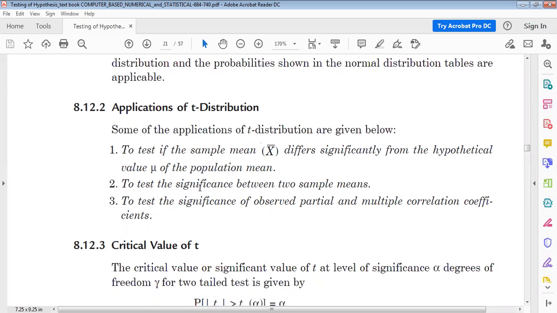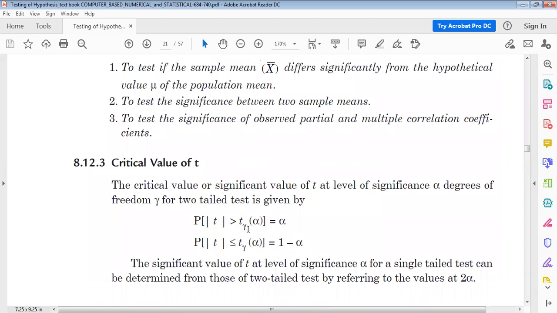Another application is to test the significance between two sample means. Suppose there are two samples, x1 and x2, then to test the significance we use this t distribution. Another is to test the significance of observed partial and multiple correlation coefficients. In correlation coefficients, we have studied multiple correlation; partial correlation is also part of correlation coefficients.